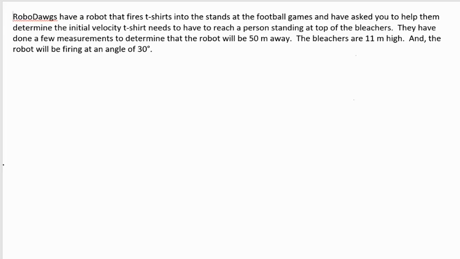So the RoboDogs have a robot that fires t-shirts into the stands at the football games, and they've asked you to help them determine what the initial velocity of the t-shirt has to be in order to reach a person that's standing on the top of the bleachers.